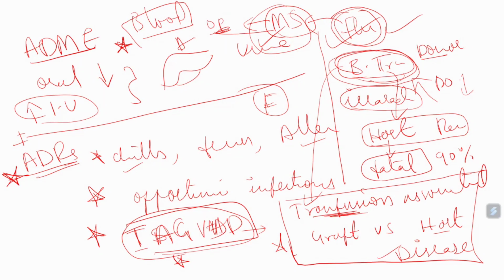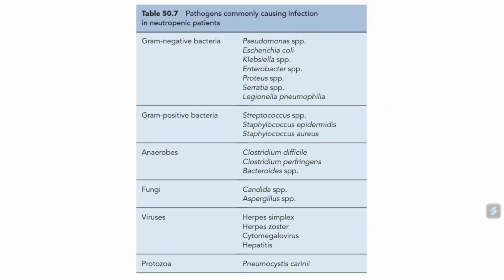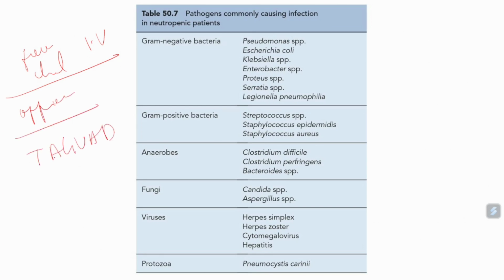I think you understood about the fludarabine risk. What risks do we have? Number one, fludarabine is causing fever and chills due to IV infusion. Number two, it is causing opportunistic infection. Number three, it is causing TAGVHD, transfusion associated graft versus host disease. That is important. And along with this, it also causes nausea and vomiting. So these are important adverse effects: fever, chills, opportunistic infections, transfusion associated graft versus host disease, and nausea and vomiting.